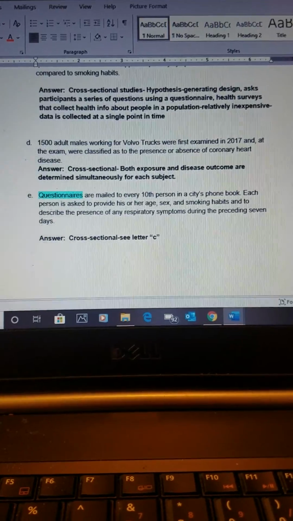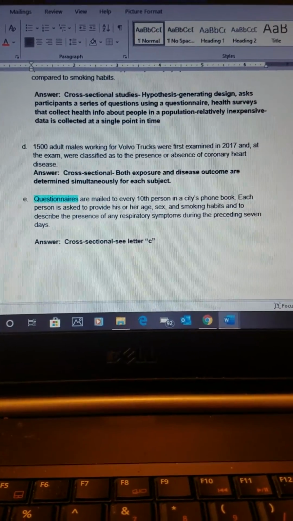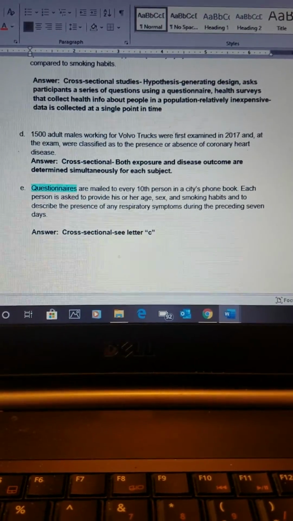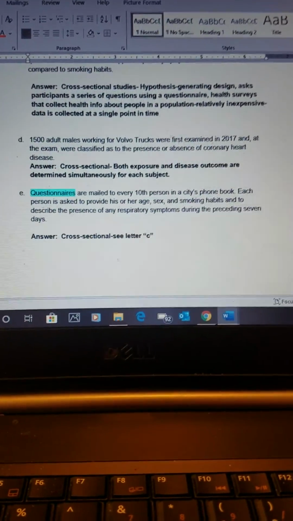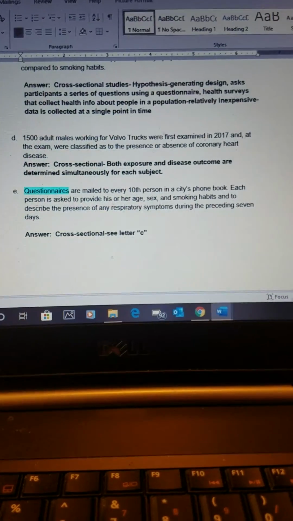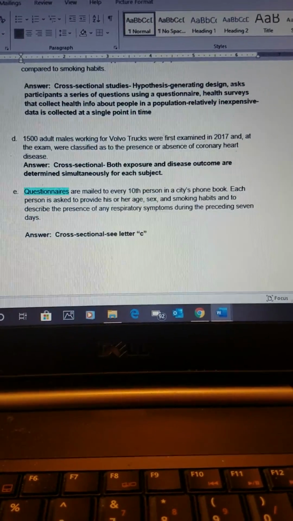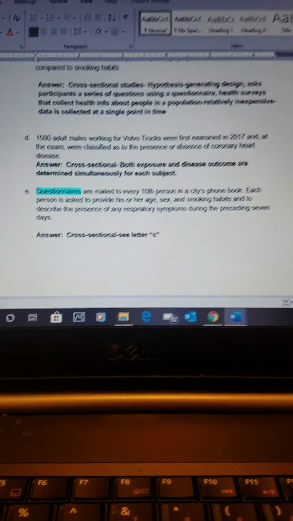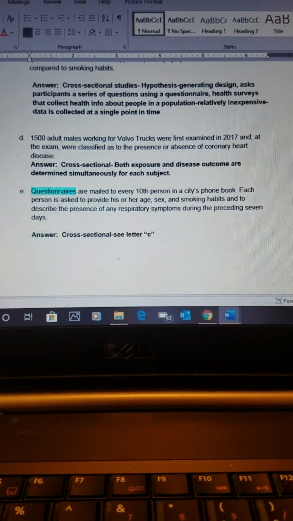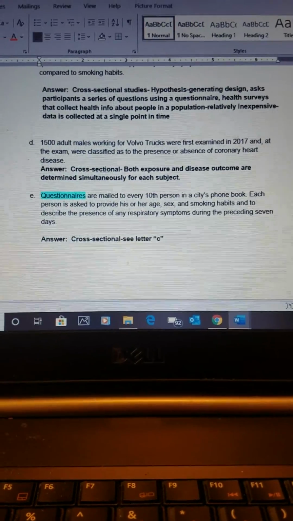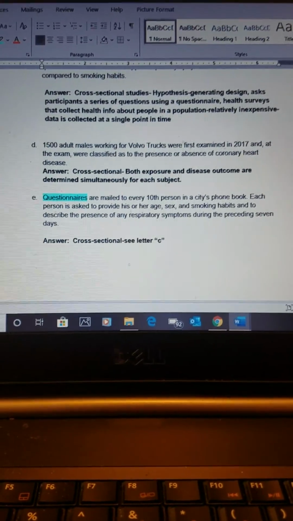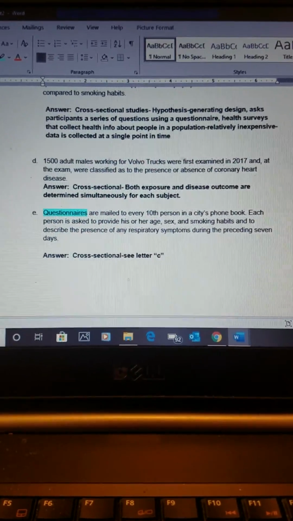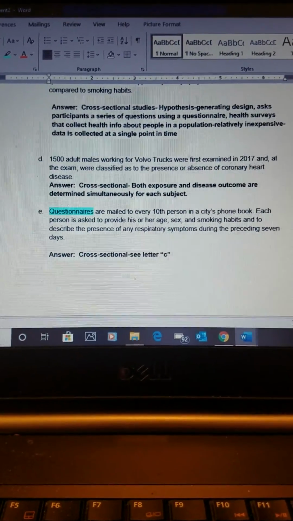For D, it says 1,500 adult males working for Volvo Trucks were first examined in 2017, and at that exam were classified as to the presence or absence of coronary heart disease. I was kind of stumped on that one. I put cross-sectional because I'm thinking both the exposure and the disease outcome are determined simultaneously for each subject, the 1,500 males at Volvo.